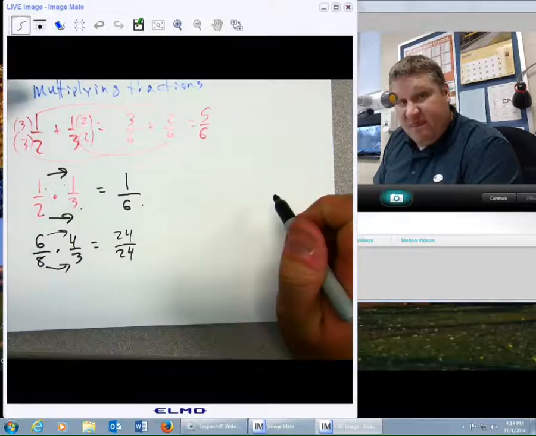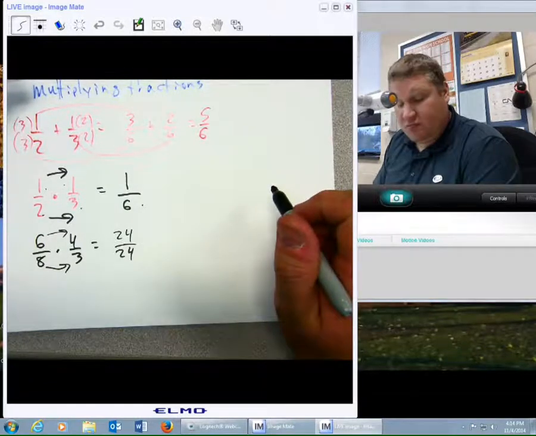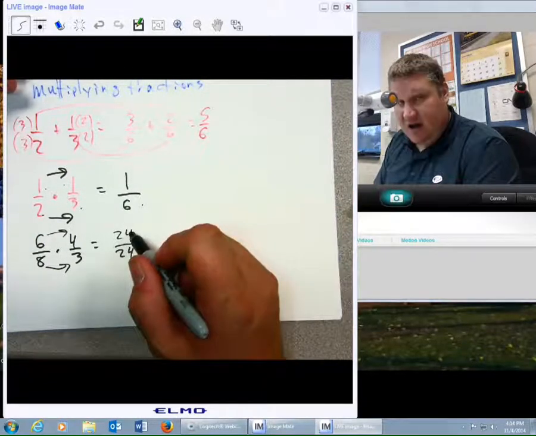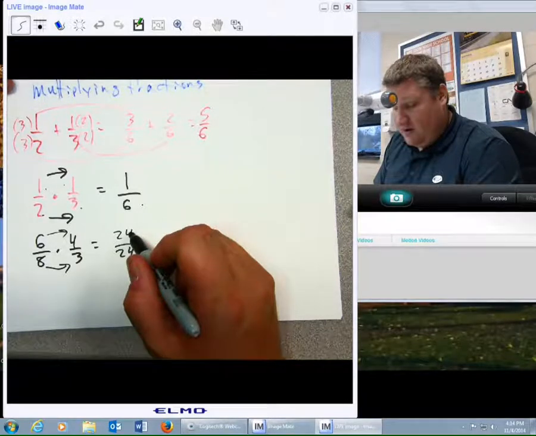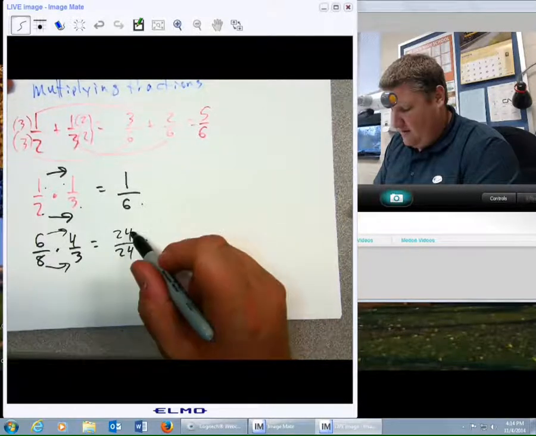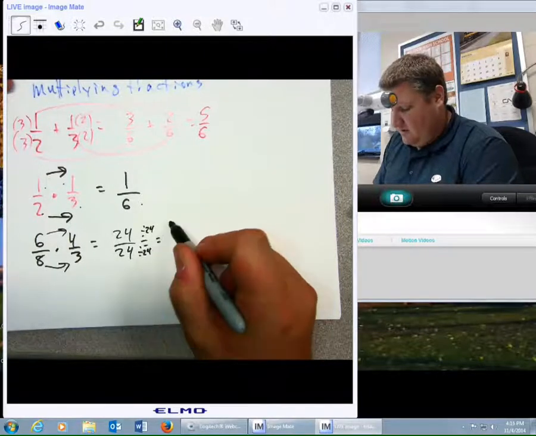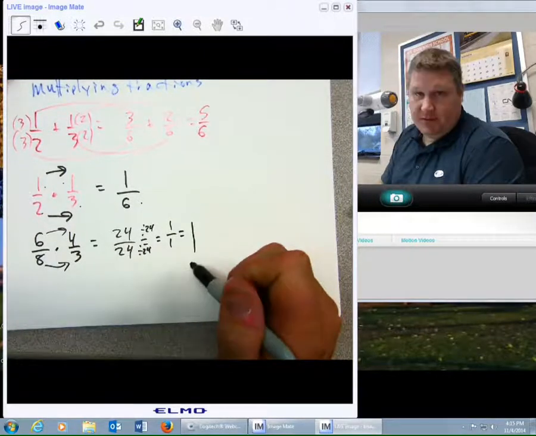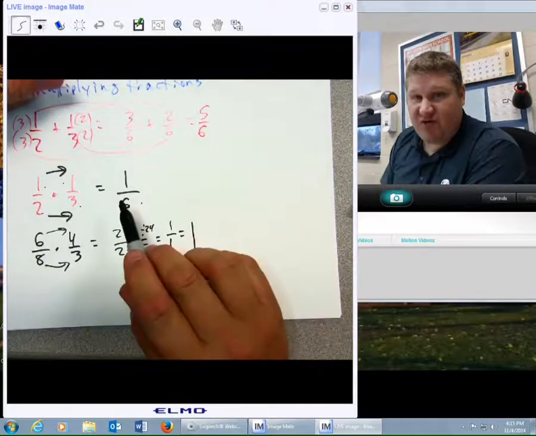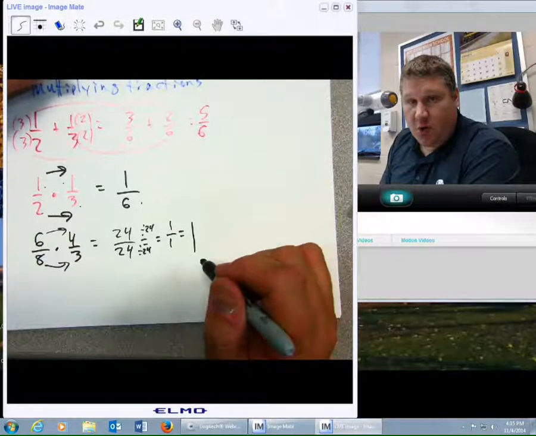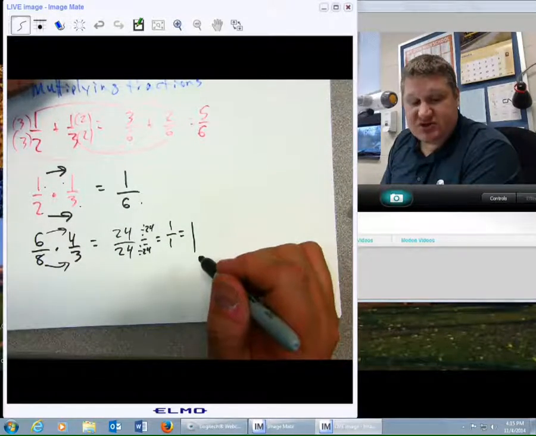That brings us to our first opportunity to reduce, because now we have 24 over 24. Well, wait a minute. They each divide by 24, leaving 1 over 1, or 1. So we can change fractions into mixed numbers or whole numbers, as the case may be, just like we could with addition or subtraction.